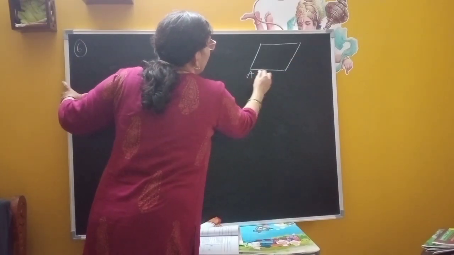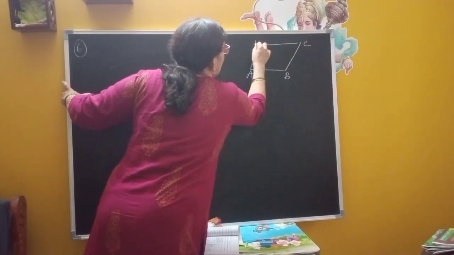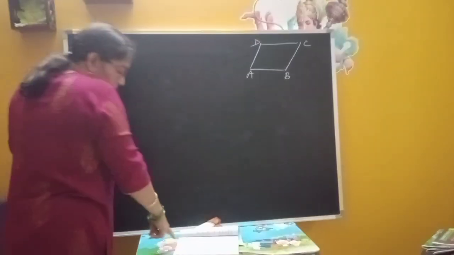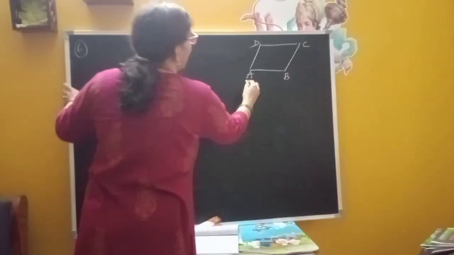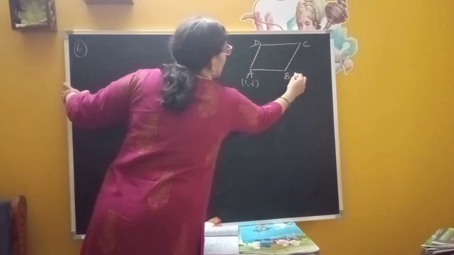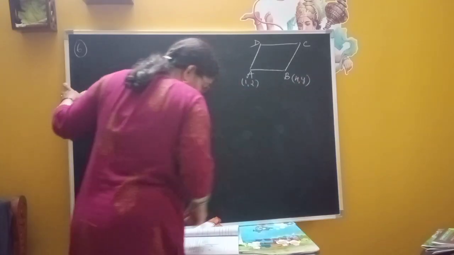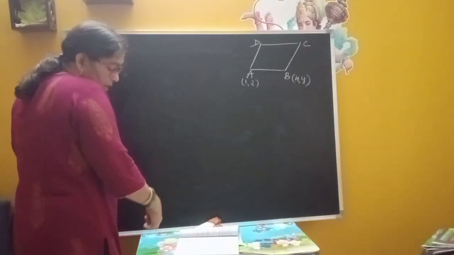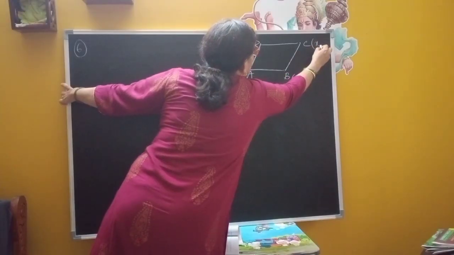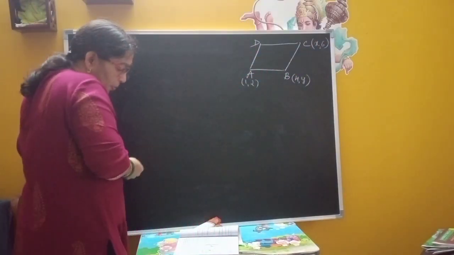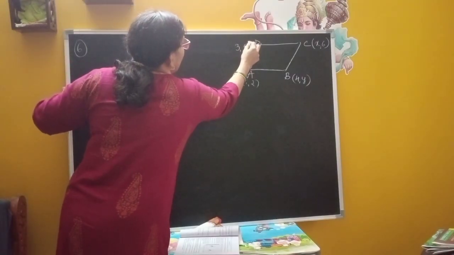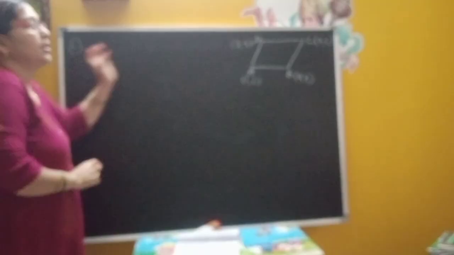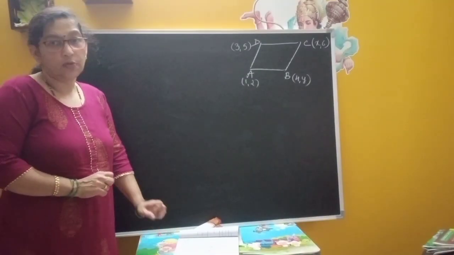And here, if we consider the vertices as A, B, C and D, the vertices are A (1, 2), B (4, y), C (x, 6) and your last point D (3, 5). Coordinates of D are 3 and 5. Okay, so these are the vertices of a parallelogram. To solve this problem, we need to know the properties of a parallelogram.